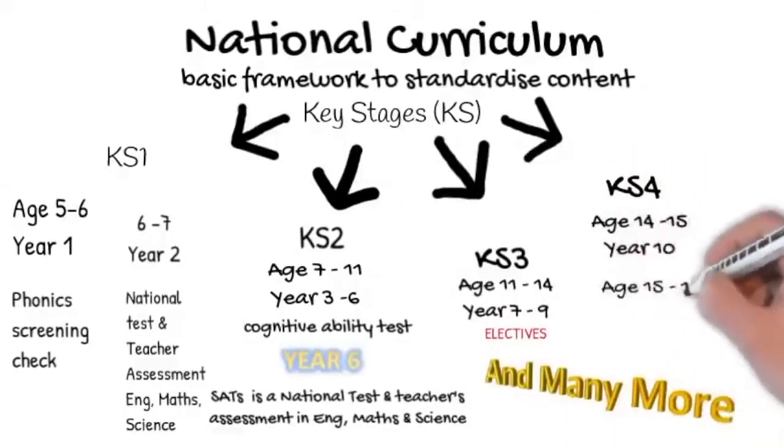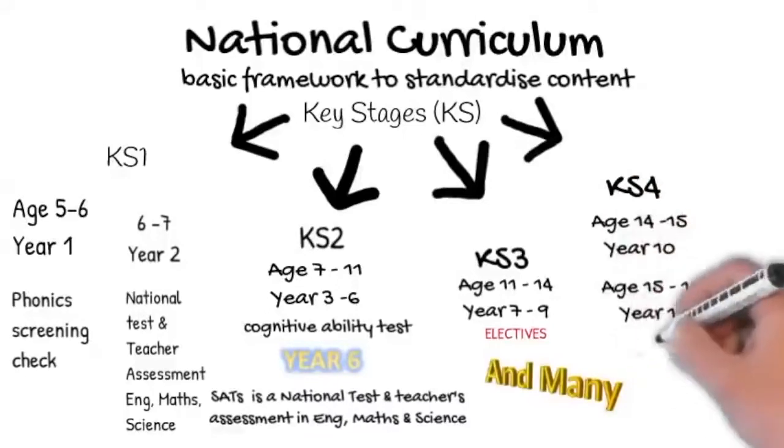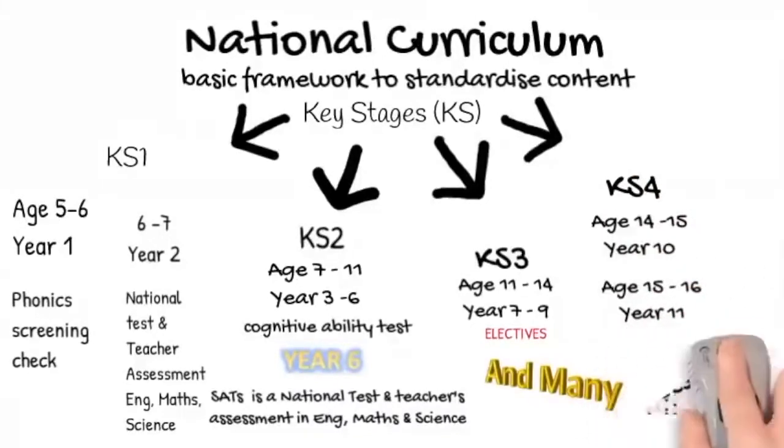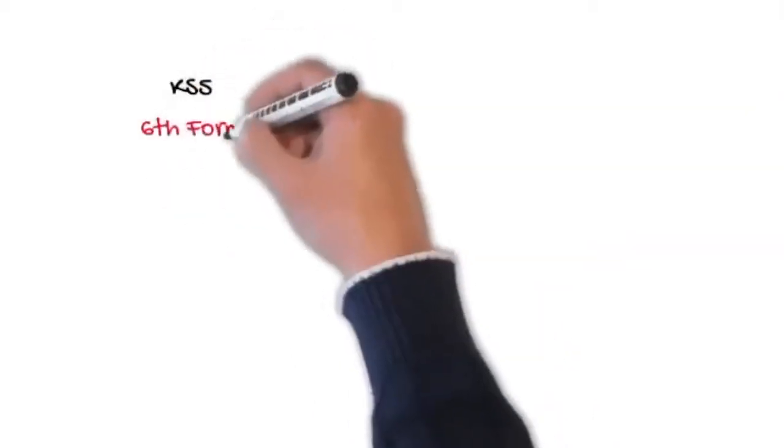Key Stage 4 is for Years 10 and 11. During these stages, students will be working towards the GCSEs in subjects that they have chosen. Generally, one will take 5 GCSEs, but most students take more than that.